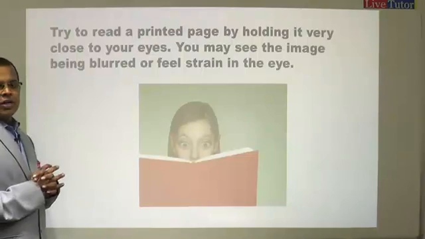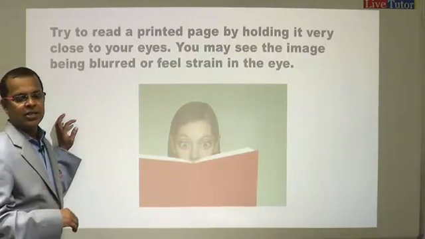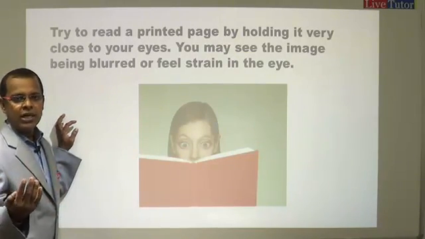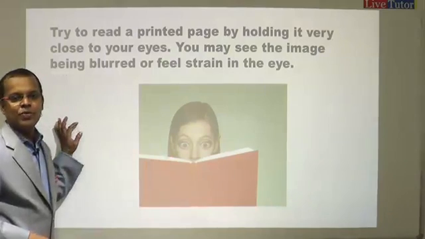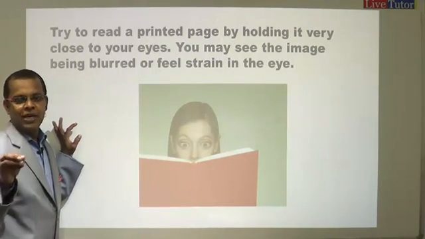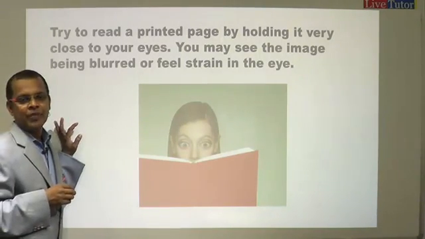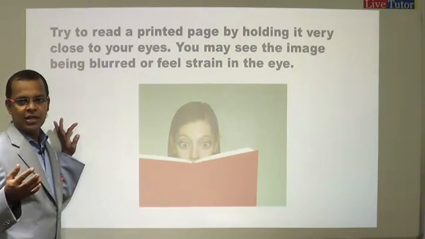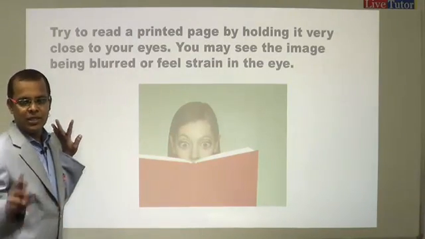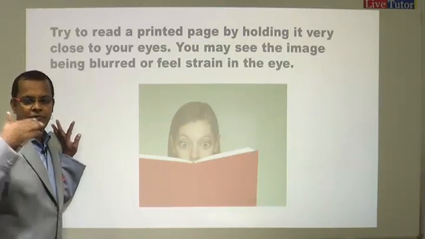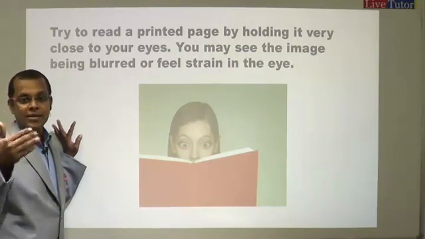Now let us see what accommodation is. Suppose you are trying to read a page in a book. You can also try that. You keep the book very close to your eyes. Within a few minutes you will feel strain in your eye, and that will lead to headache. There are hundreds of reasons for headache, but one of the major causes is a defect in the eye. When the strain is caused in the eye, remember behind the retina there are a number of optically sensitive nerves.